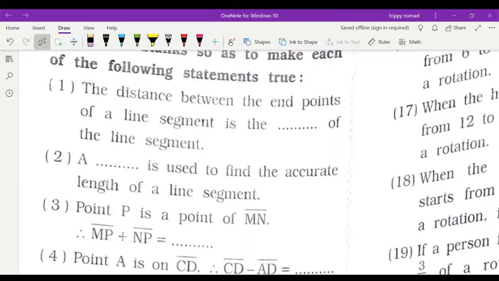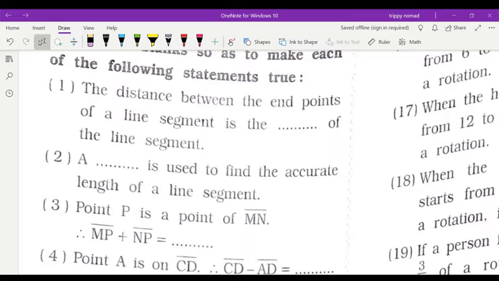The distance between the endpoints of a line segment is the dash of the line segment. On the basis of the definition of a line segment, you already know very well that the distance between two endpoints is called the length of the line segment.